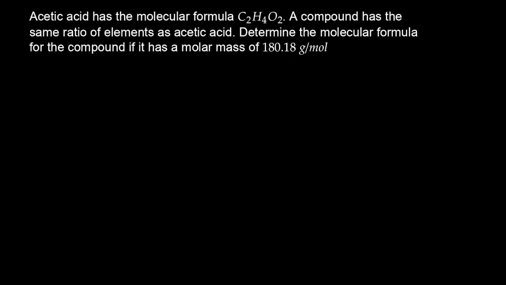Acetic acid has the following molecular formula, and a compound has the same ratio of elements as acetic acid, and we're asked to determine the molecular formula for the compound if it has the following molar mass. Well, the empirical formula for acetic acid has the same ratio of elements, but the smallest whole number ratio. And using the periodic table, we can find the molar mass of CH2O as follows.